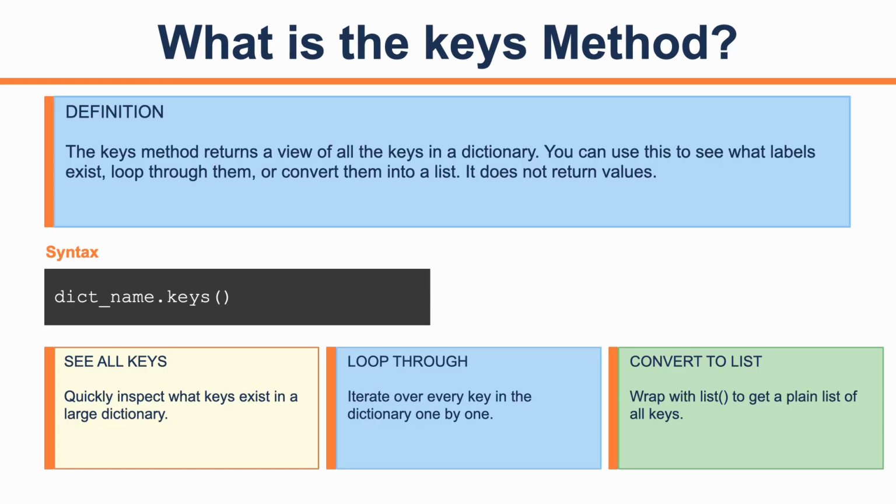The keys method gives you a view of every key in a dictionary. You can use it to see what labels exist, loop through them one by one, or wrap the result in the list function to get a plain Python list. It only returns keys, never values.